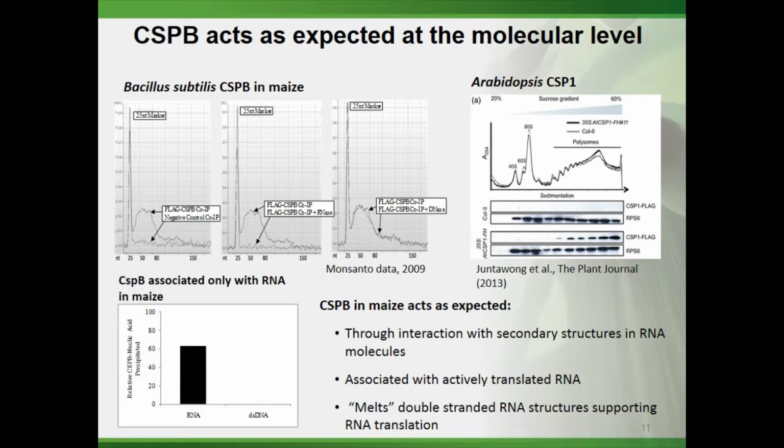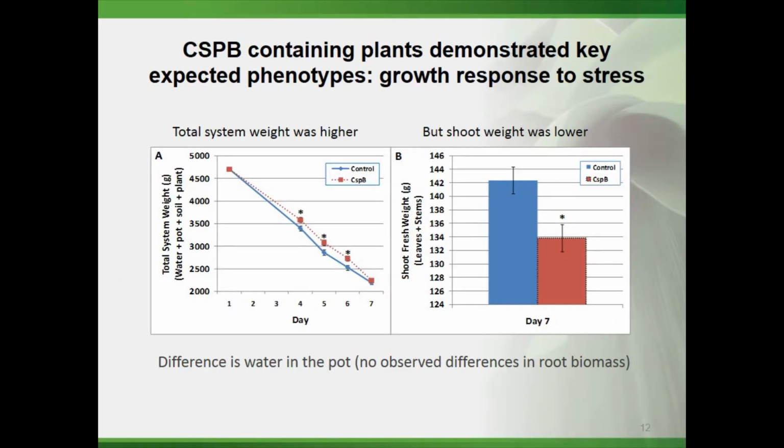Moreover, when we looked at what type of RNA it binds, we found this protein only in the polysomal fraction. That means the protein binds only to actively translatable RNA, trying to protect that RNA. It does not bind free RNA. So at the molecular level, the protein acts exactly as expected, and activity assays show that it does melt double-stranded RNA structure and continues to support RNA translation. This work was done several years ago, but it was nice to see that last year a paper came out about an endogenous Arabidopsis gene homologous to CSPB, and it was shown that it acts exactly the same way in Arabidopsis. That was really nice.